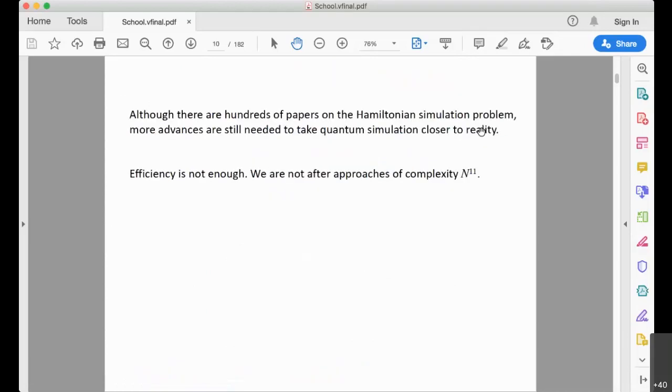So, although there are hundreds or even more papers on Hamiltonian simulation problems, I want to point out that we still need more advances on this in order to take quantum simulation closer to reality, okay? So we know that quantum simulation can be implemented efficiently on a quantum computer under some general, physically reasonable assumptions. But I want to clarify that we are not after approaches of complexity, say, n to the lemma, right? I mean, we really want to nail down the problem and get the complexity as small as possible.